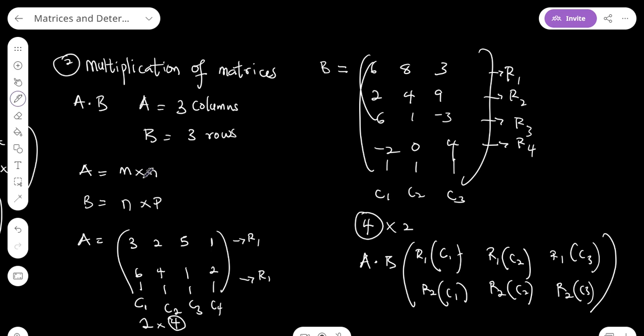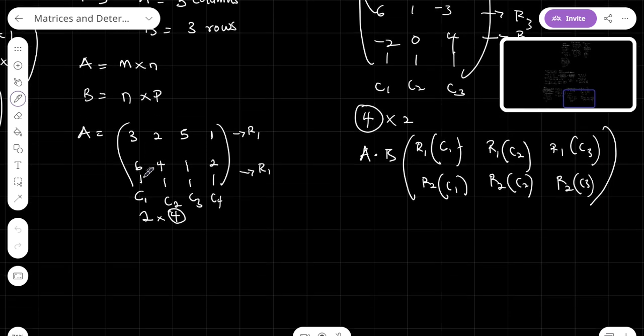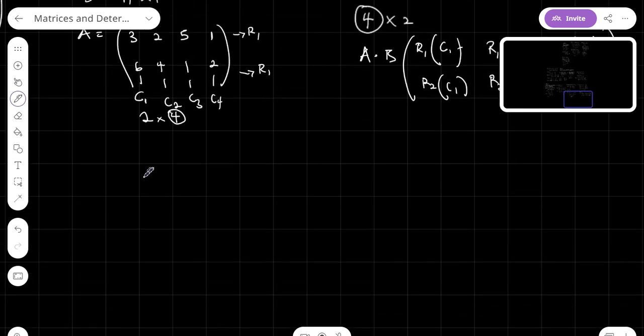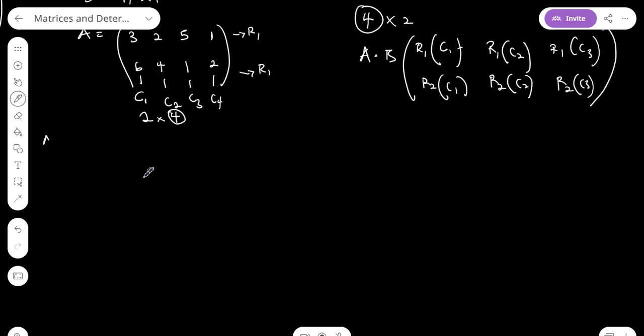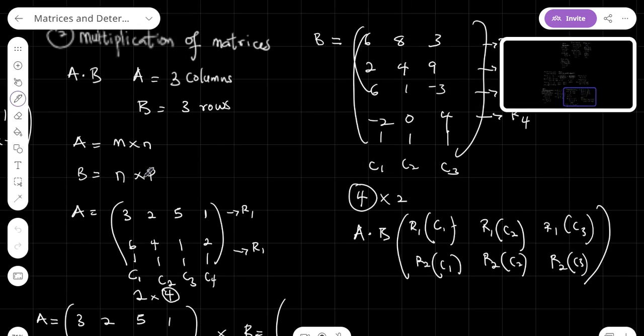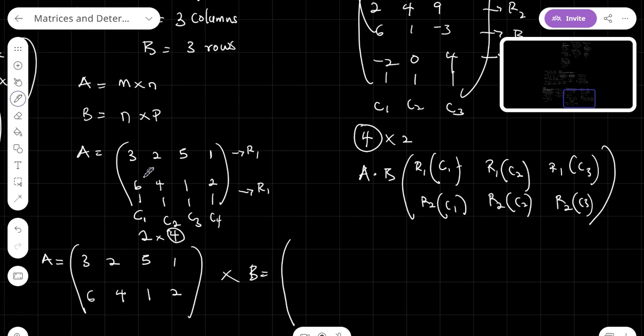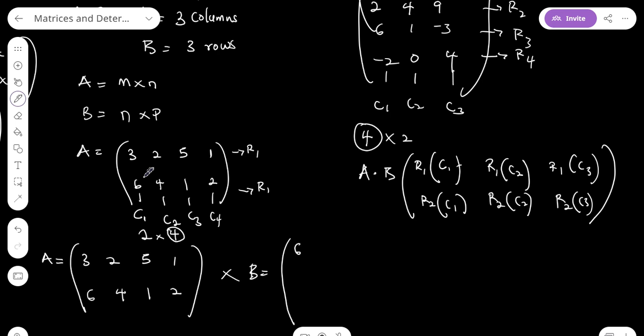So to have this multiplication done, we know that A is equal to [3, 2, 5, 1; 6, 4, 1, 2], and then multiplying it by B, which is equal to [6, 8, 3; 2, 4, 9; 6, 1, minus 3; minus 2, 0, and 4]. Okay.